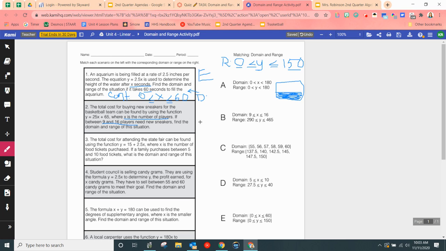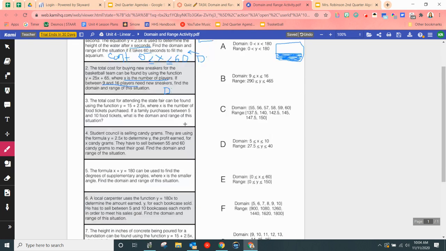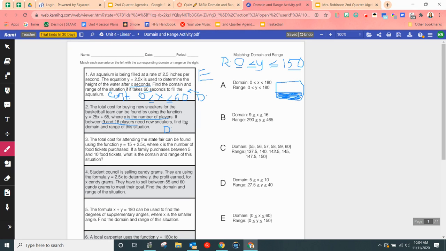Okay, so I am going to be writing over here, and it's going to overlap, but that's okay. So the domain for this situation is, that's our possible X values. X is the number of players. So there's between 9 and 16 players. So I'm looking for an option that has between 9 and 16 players. Now let's think about this. Players. Is that countable? Can I count people? Yes, I don't ever say I have 6.25 players on a basketball team, right? That does not make sense.